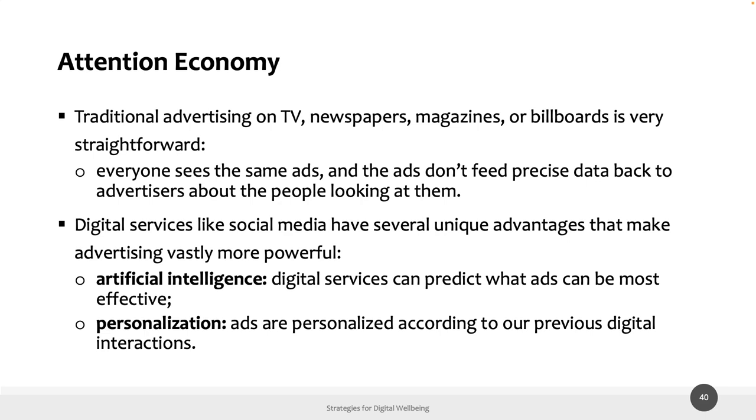And there is also a reason, because traditional advertising, like on TV, is very straightforward. So everyone sees the same advertisements. There is no personalization, and this is not true on digital services that nowadays typically exploit artificial intelligence, for example. So with artificial intelligence, digital services can predict what ads are most effective, depending on the characteristics of the user, the previous interaction between the user and the system, and so on. And so there is this concept of personalization that is useful sometimes, but it can also be used for malicious purposes. So ads are personalized according to our previous digital interactions, preferences, and so on.